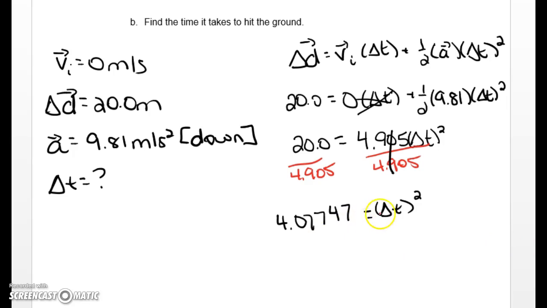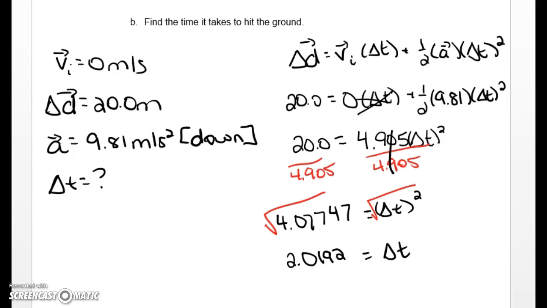And then I usually like to keep a couple in my calculator just until our final answer so we don't have any rounding errors. But anyway, so now what we need to do is we are going to square root the delta t squared to get rid of this exponent. And then what we do to one side, make sure you do to the other as well. So we square root this 4.07747. We should get a number like 2.0192, and so on. That's going to be equal to delta t.